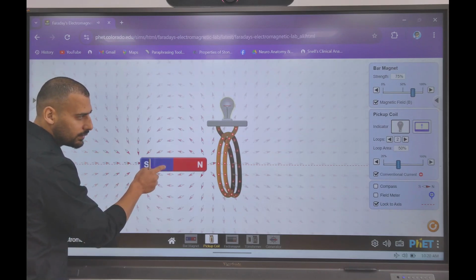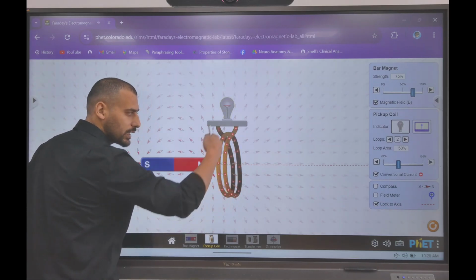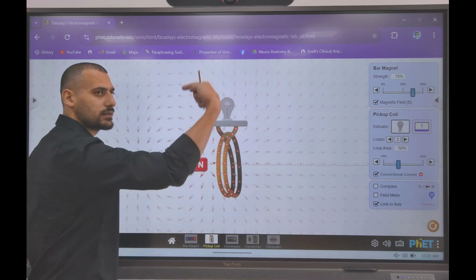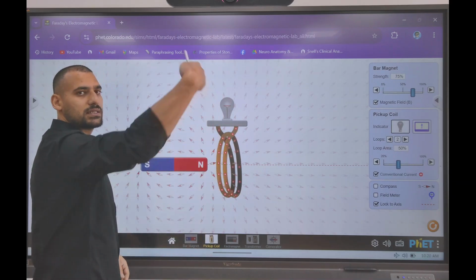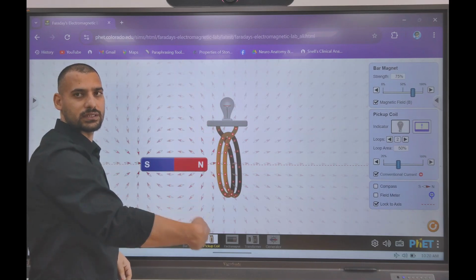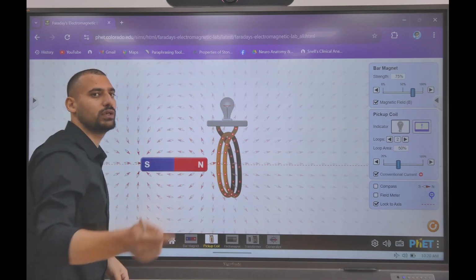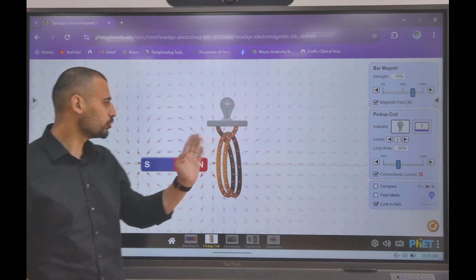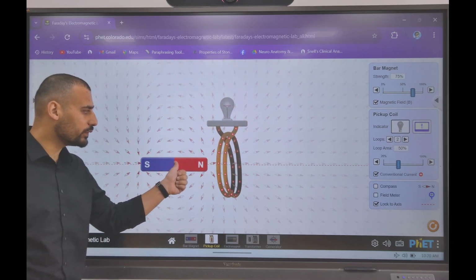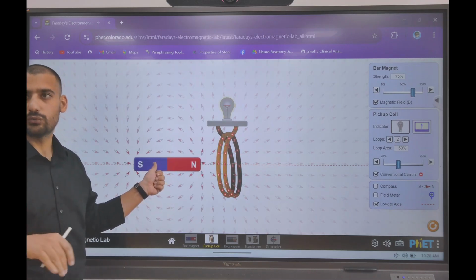If you understand the concept, when the north pole is approaching, you are seeing that the positive direction of the current is like this, current is flowing like this. When current flows like this, it is the anti-clockwise, counterclockwise direction, and counterclockwise direction, I told you yesterday, generates a north pole. So north and north will repel, due to which the motion will be slowed down.